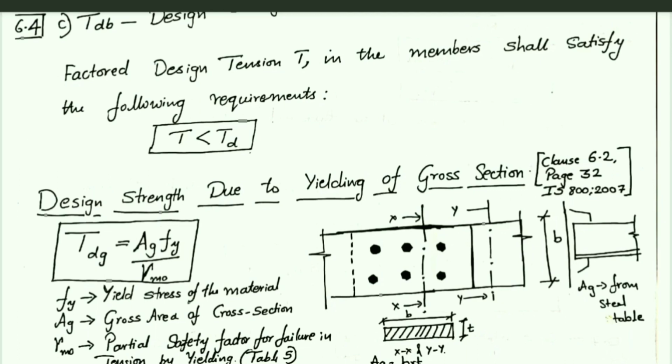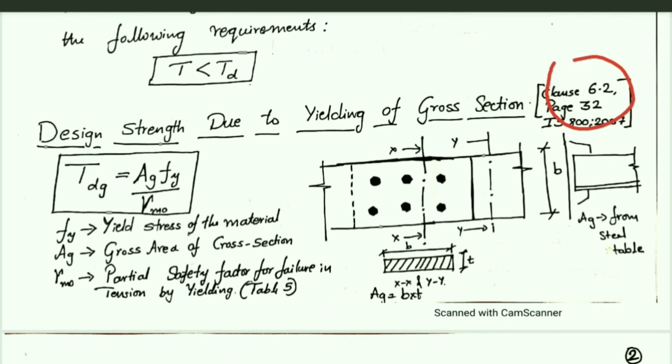Let us go with the design strength due to yielding of the cross section. From IS 800:2007, clause 6.2, page number 32, you get the formula: Tdg = Ag × fy / γm0. Here Ag is the gross area of the cross section, fy is the yield stress of the material, and γm0 is the partial safety factor for failure by yielding. From Table 5 you get this value, which is equal to 1.1.